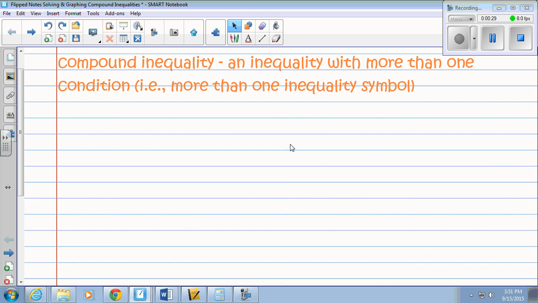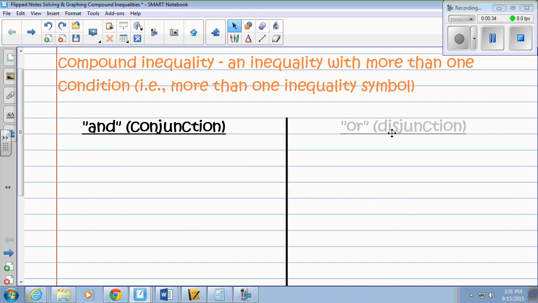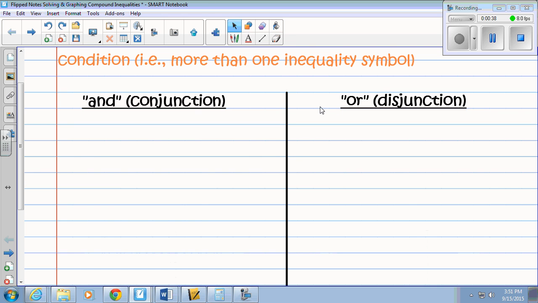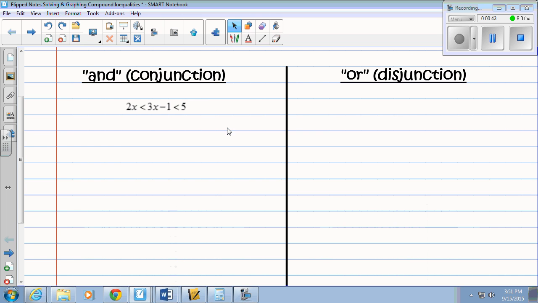We have two types of compound inequalities. We have what we call and inequalities and or inequalities, also known as conjunction and disjunction inequalities. So this would be an example of an and conjunction. Anytime you have a compound inequality that's kind of smushed together as one, where this middle term is shared by both the first term and the last term, this is always an and inequality, and it can be rewritten as such.